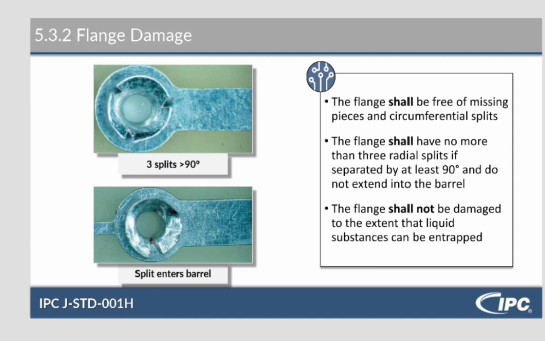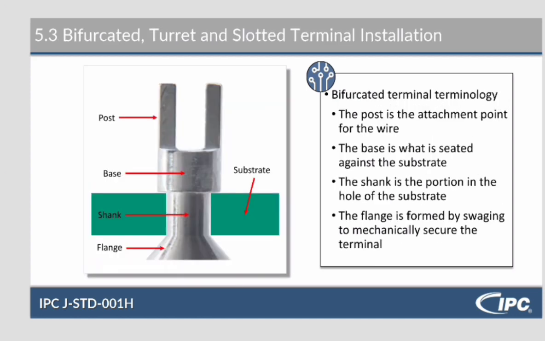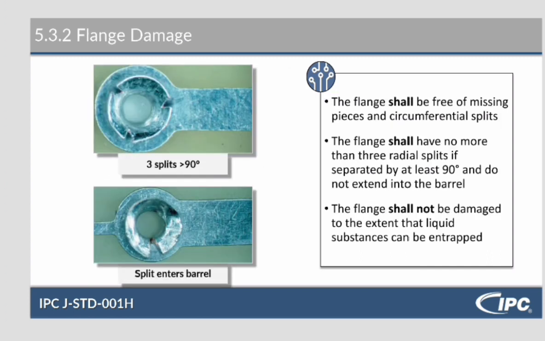The flange, so it's that bottom part here. This is the flange. The flange, when it's rolled up or mechanically split out to secure it, shall be free of missing pieces and circumferential splits. The flange shall have no more than 3 radial splits if they are separated by at least 90 degrees. So if you have 3 splits that are evenly spaced, they're going to be 120 degrees apart. That would be acceptable. So this top one is actually acceptable because they are greater than 90 degrees.